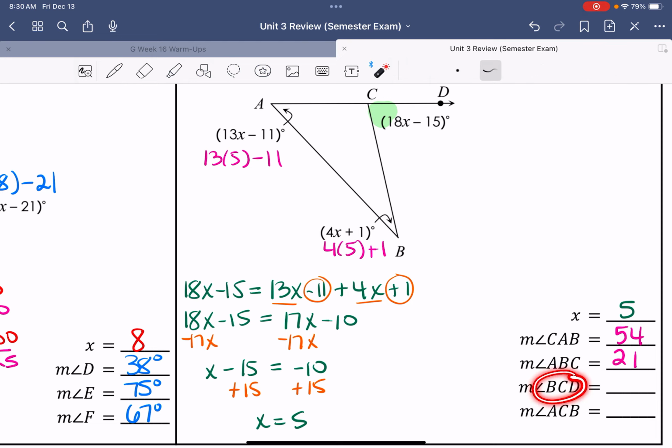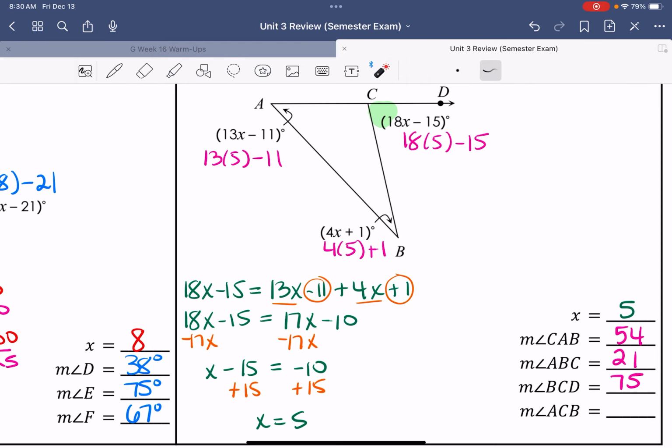Now BCD, here's BCD. So they're talking about this outer one. So that's 18 times 5 minus 15. And that gives us 75.